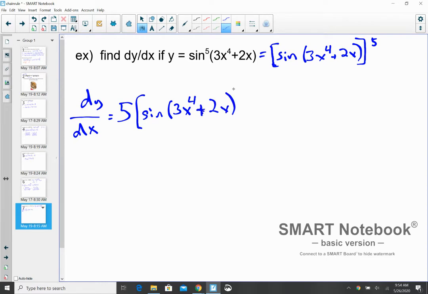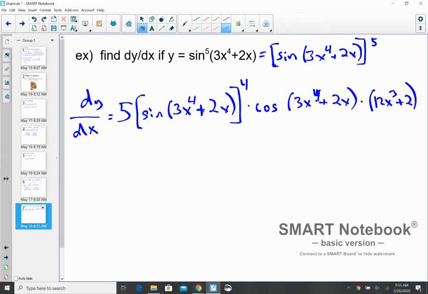Let's go get sine. And that's to the 4th power. Times, now let's go, the innermost part of that is the derivative of sine, which is cosine. And keep his innermost part there intact. That's supposed to be 3x to the 4th. And then finally, the innermost part there, that is going to be 12x to the third plus 2.